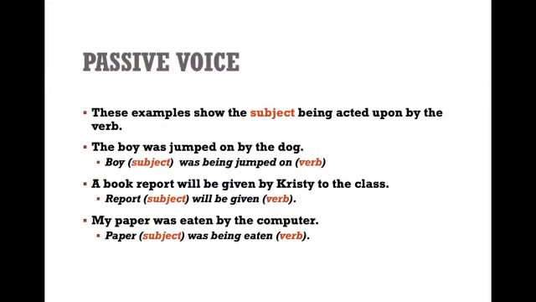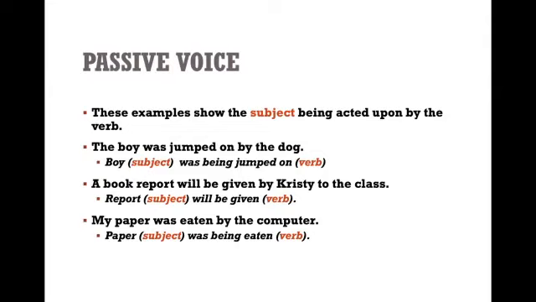Remember our first active voice where the dog jumped on the boy. The dog was doing the action of the jumping. Here it is passive because the boy is not doing the jumping. The boy, subject, was being jumped on by the dog. And so you still have a subject and a verb, but now because the boy is not doing the jumping, it's in passive voice. A book report will be given by Christy to the class.